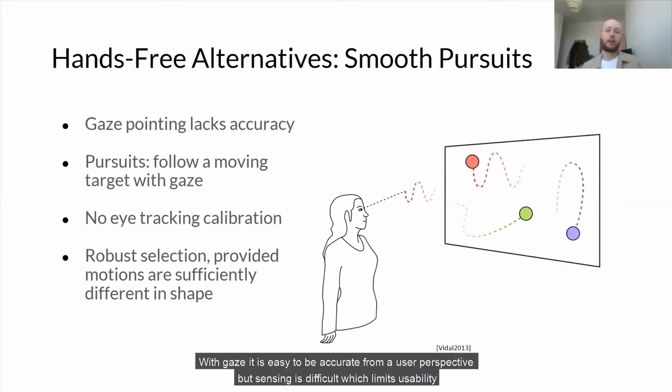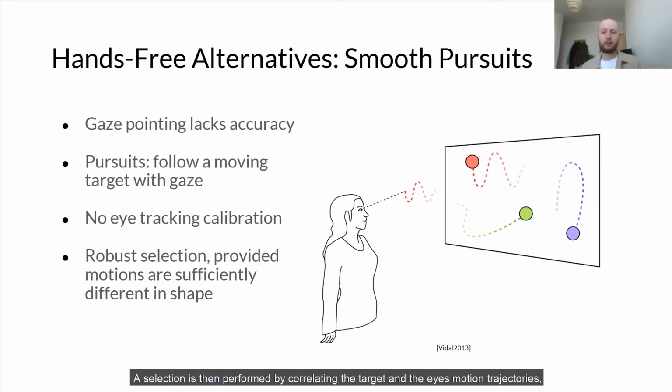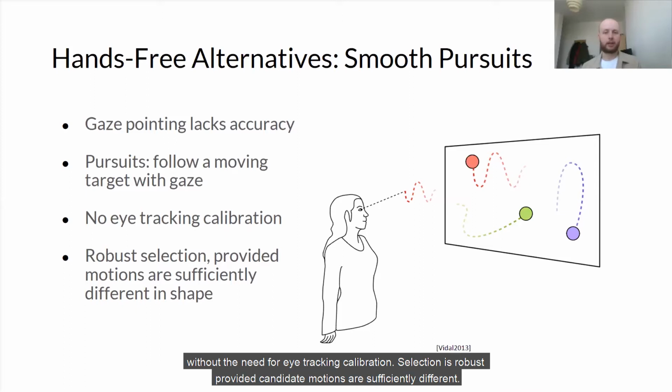With gaze, it is easy to be accurate from a user perspective, but sensing is difficult, which limits usability. Pursuits offer an alternative selection technique where the user follows a moving target with their gaze. A selection is then performed by correlating the target and the eye's motion trajectories without the need for eye tracking calibration. Selection is robust, provided candidate motions are sufficiently different.